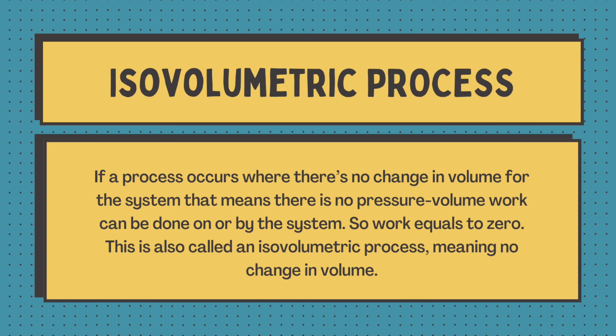There are multiple process scenarios that could occur. The first one is if a process occurs where there's no change in volume for the system, that means there is no pressure or volume work that can be done on or by the system. So work equals 0. This is called an isovolumetric process, meaning no change in volume.